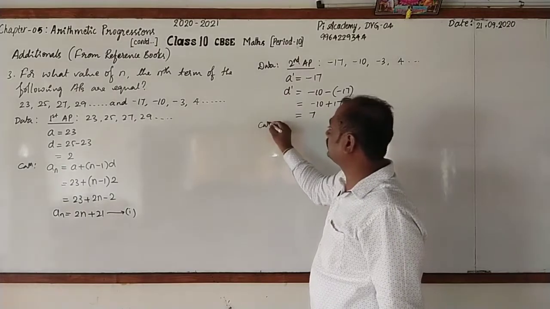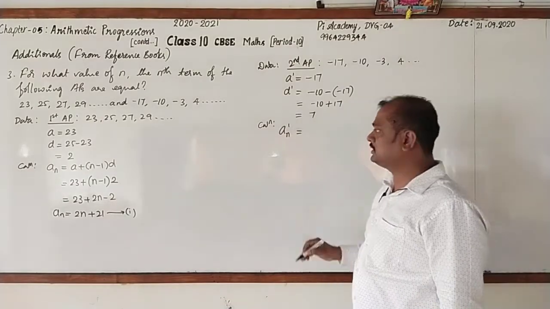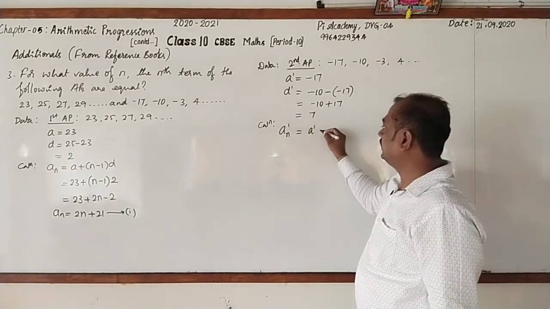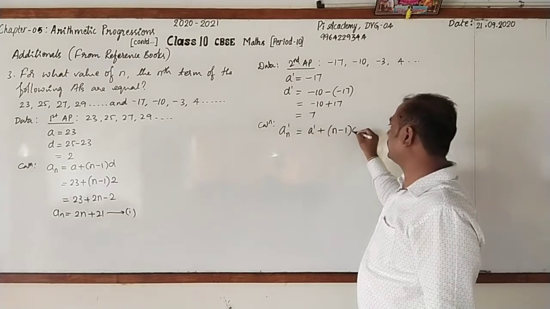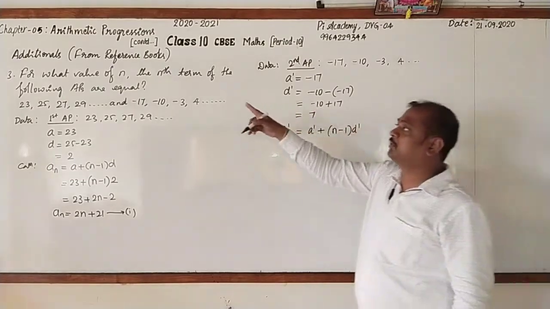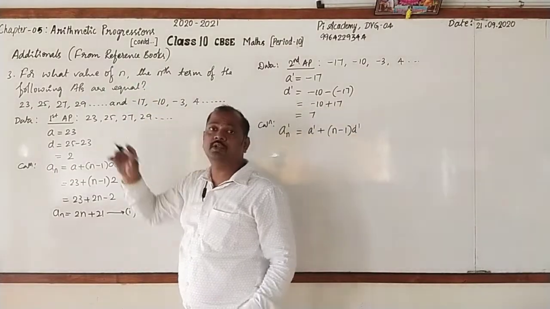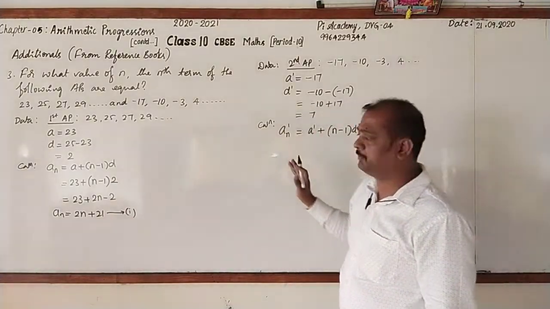Next we should find out the nth term. An dash is equal to, again, a dash plus of n minus 1 into d dash. Here I have not written n dash because they are only asking for what value of n the nth terms will be equal. Hence, I have taken n in both the APs the same.